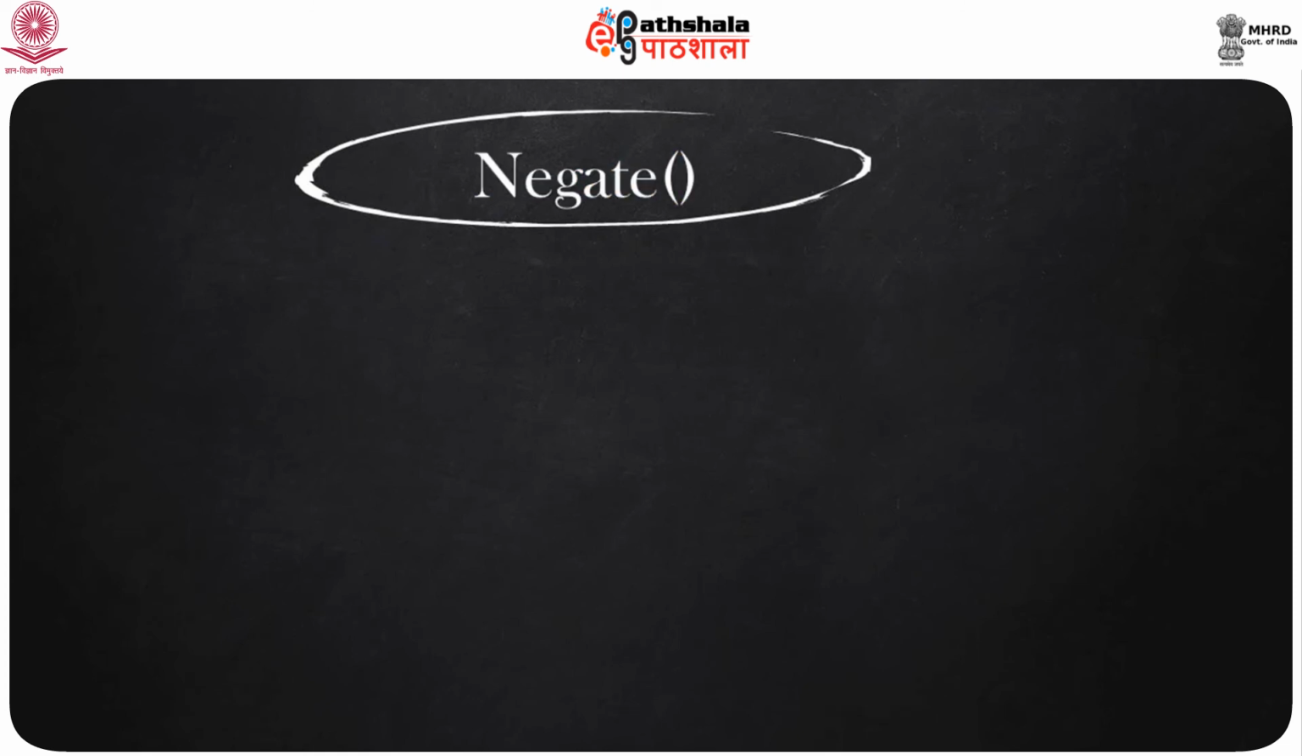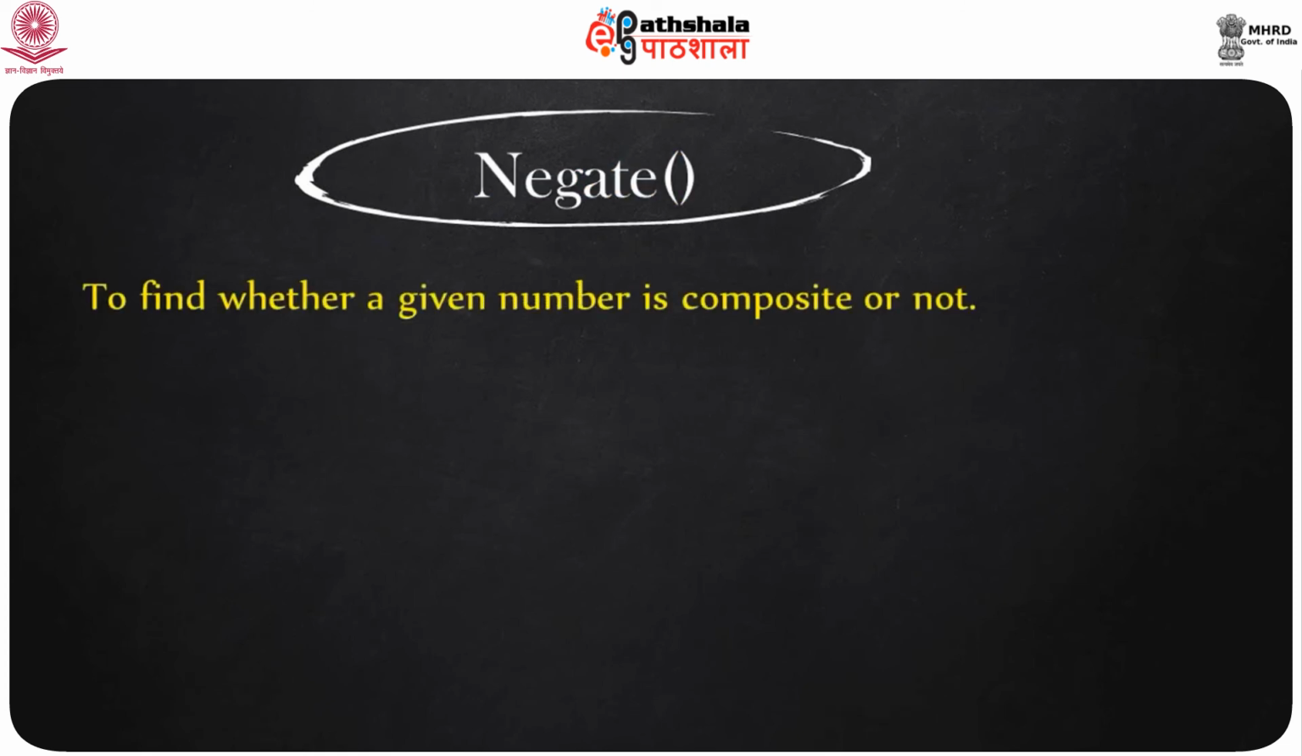Here we are aiming to look at whether a given number is composite or not. As we know, a composite number is a positive integer that has at least one positive divisor other than one or the number itself. In other words, a composite number is any integer greater than 1 that is not a prime number. So, we have the idea now.